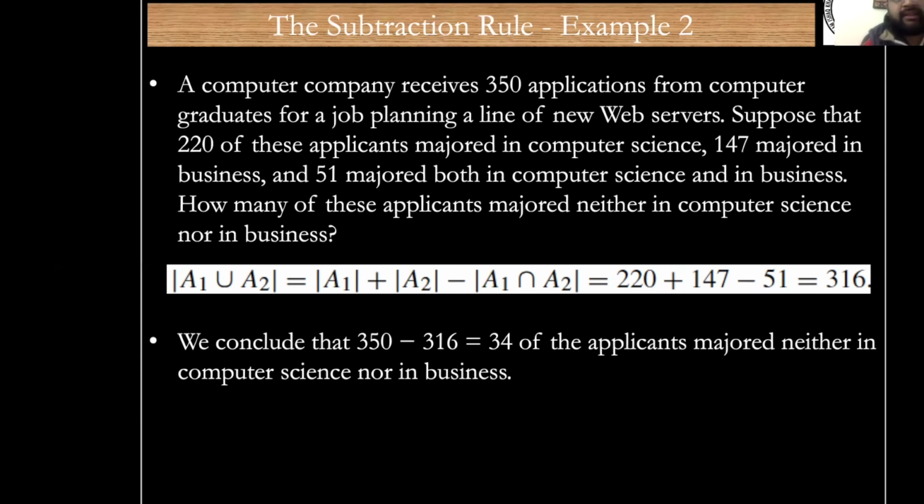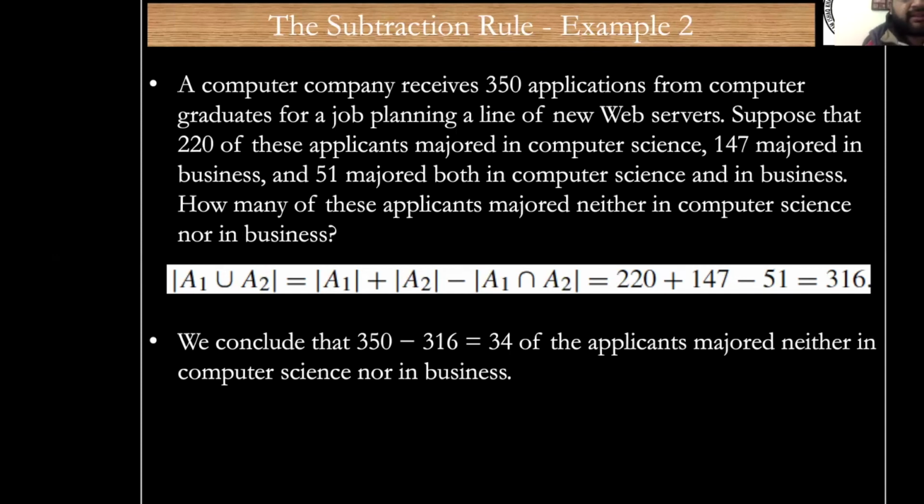So 316 applicants were received in total that have either majored in computer science or in business or in both, right? So 316 people have actually applied with this credential. How many of these applicants majored neither in computer science nor in business? That can simply be the number of remaining candidates. 350 minus 316 gives you the answer of 34.